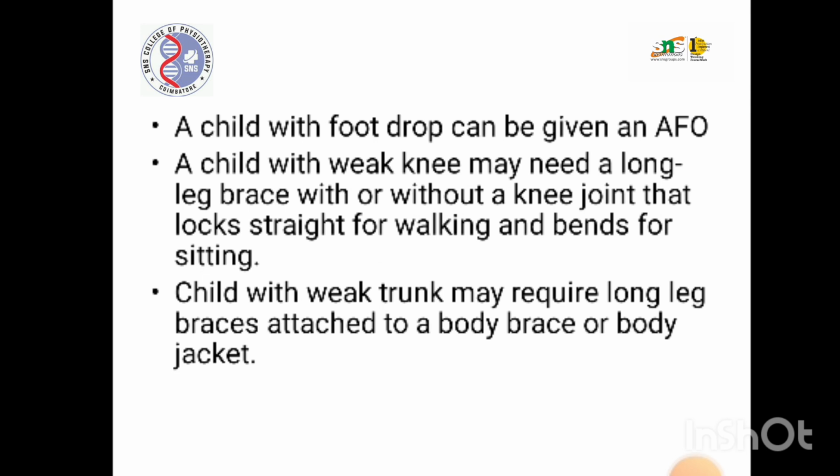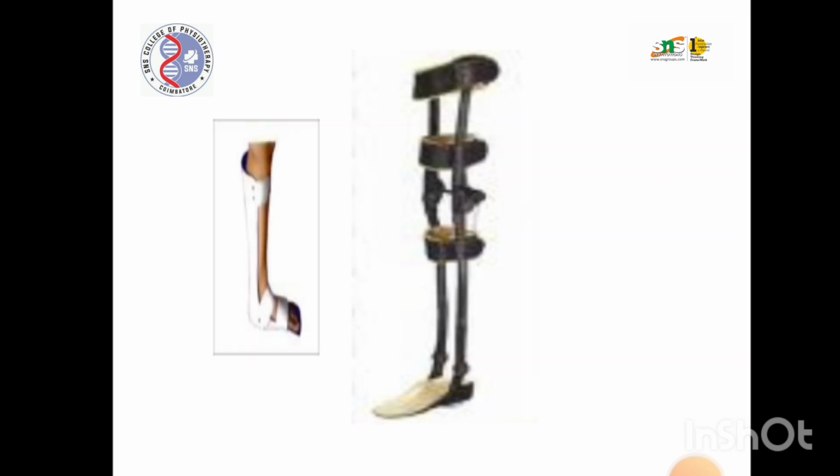A child with a weak knee may need a long leg brace, with or without a knee joint, that locks straight for walking and bends for sitting. A child with a weak trunk may require a long leg brace attached to a body brace or jacket, or also a spinal brace, also attached to a long leg brace. In this picture, that is also called a hip, knee, ankle, foot orthosis. The first one is the ankle foot orthosis.